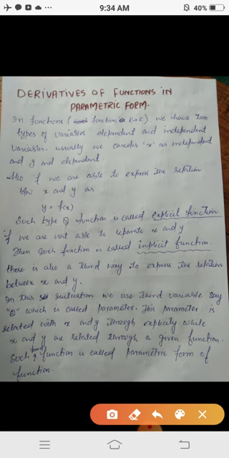Today we shall discuss the derivatives of the function in parametric form. Now what is parametric form? Now you know that usually the functions are real valued functions, that is, whose domain is the set of real numbers and whose codomain is also the set of real numbers.